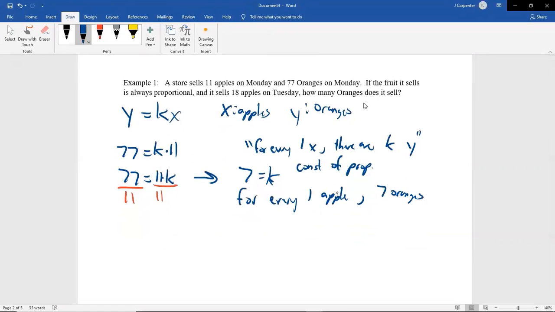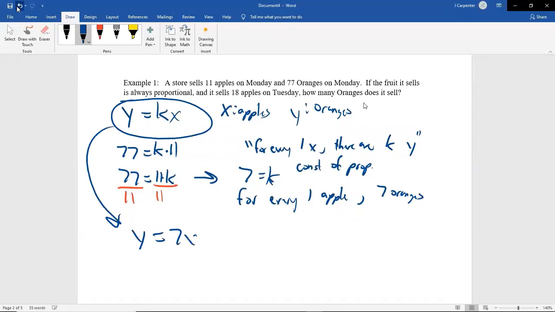But unfortunately, this isn't a nice clean multiple. We're not going from 11 to 22, for instance, or anything very easy. We're going from 11 to 18. So now what we need to do is plug the 18 apples into the scenario, but we also know that k is 7. Those are the 2 things we're going to plug in. In fact, I'm going to rewrite y equals kx now as y equals 7x. Again, that says for every 1 apple sold, 7 oranges sell.